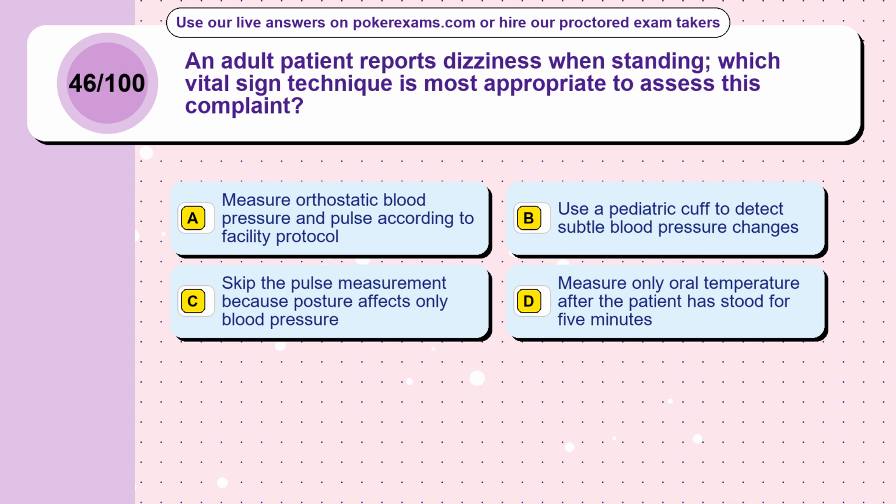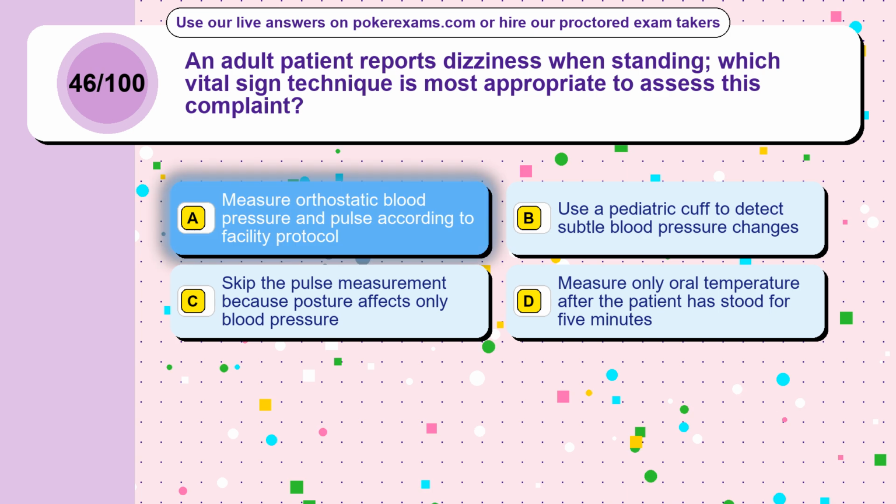Question 46. An adult patient reports dizziness when standing. Which vital sign technique is most appropriate to assess this complaint? Option A. Measure orthostatic blood pressure and pulse according to facility protocol. Option B. Use a pediatric cuff to detect subtle blood pressure changes. Option C. Skip the pulse measurement because posture affects only blood pressure. Option D. Measure only oral temperature after the patient has stood for 5 minutes.